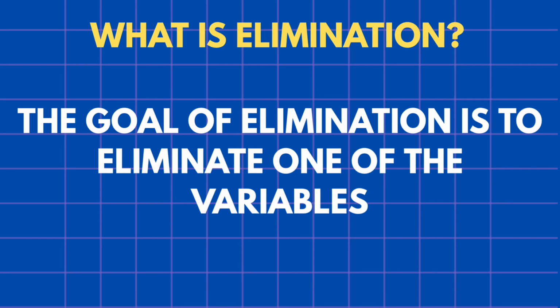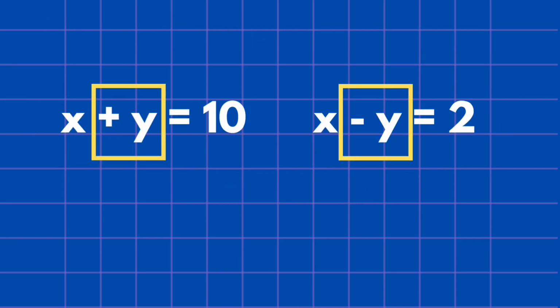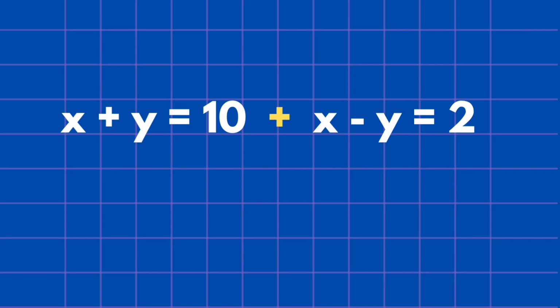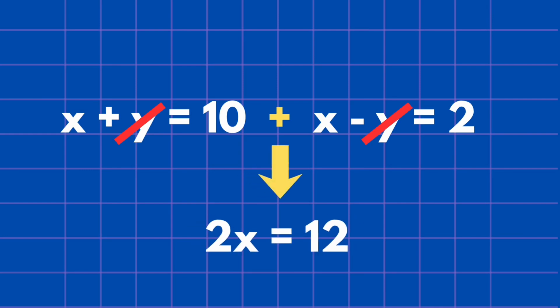What is elimination? The goal of elimination is exactly what the name suggests. We want to eliminate one of the variables. Notice these two equations, x plus y equals 10 and x minus y is equal to 2. The first equation has a positive y. The second equation has a negative y. Those are called opposite terms. When we add these equations together, positive y and negative y cancel each other out. That leaves us with only one variable to solve. So instead of solving two variables at once, we've turned the problem into a simple one-variable equation.